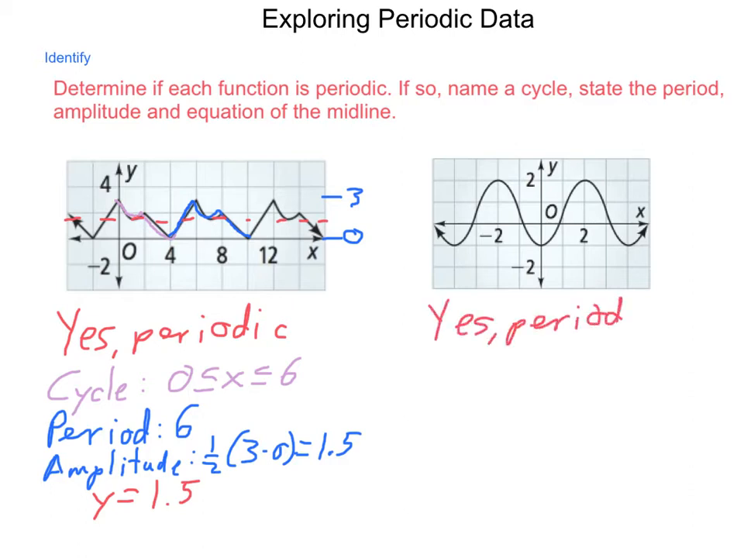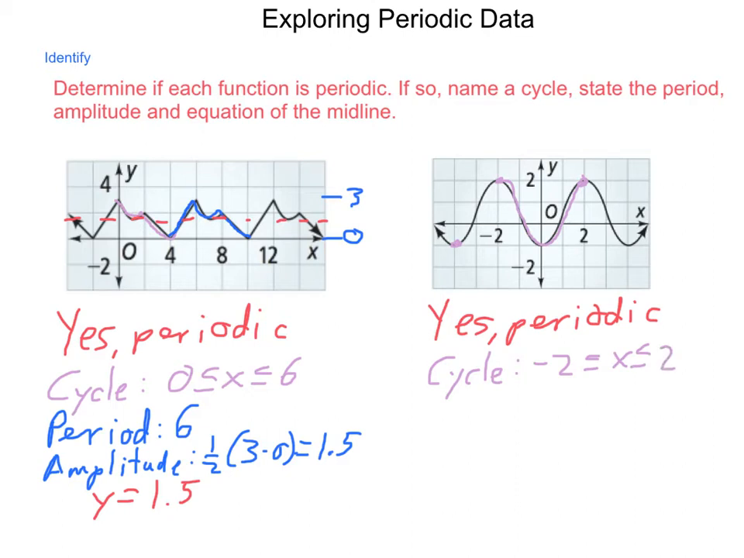Since it is, let's find the other pieces. What is one cycle of this function? And we can take it from this value. Well, let's pick a different one. Let's take it from here to here, from the maximum back to the maximum. Our cycle goes from -2 to 2.